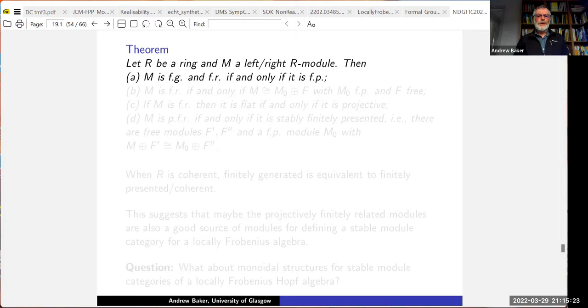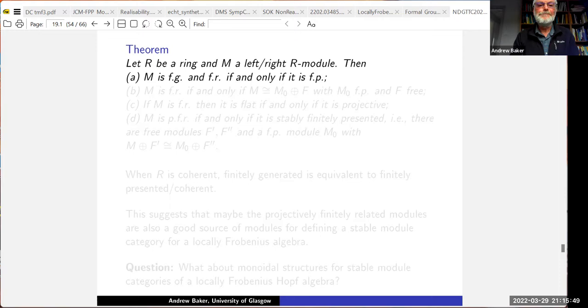So first of all, what does it mean for a module to be both finitely generated and finitely related? Well, that's equivalent to finitely presented. Now, the proof of that involves Schanuel's lemma. So it's one of these nice little arguments where you fit together properties of two different resolutions to get a statement about something being finitely generated, exactly what Schanuel's lemma is designed to do.